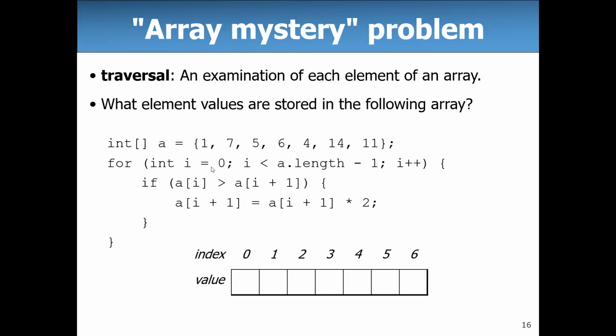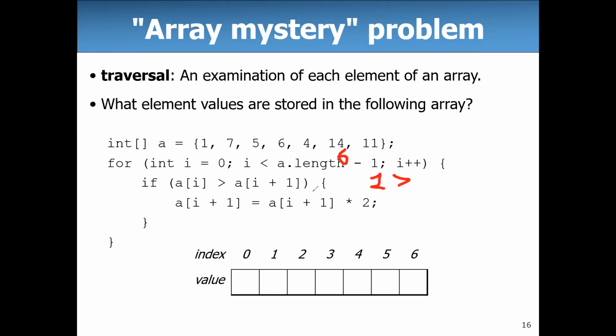For int i equals 0, i is less than a.length minus 1. A.length is what? 1, 2, 3, 4, 5, 6, 7. 7 minus 1 is 6, so i will be less than 6. Let me use the annotate option. And then if a of i, what is a of i? i is 0. a of i is the 0 index, which is 1.